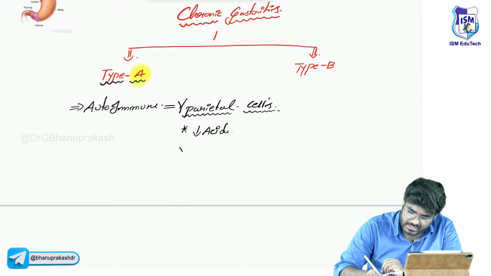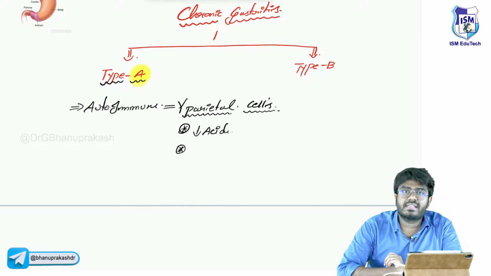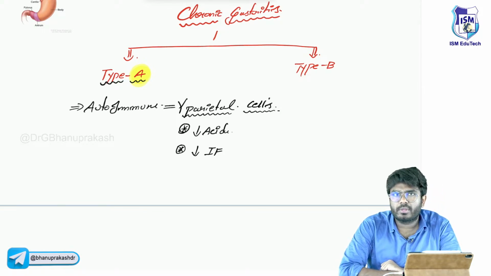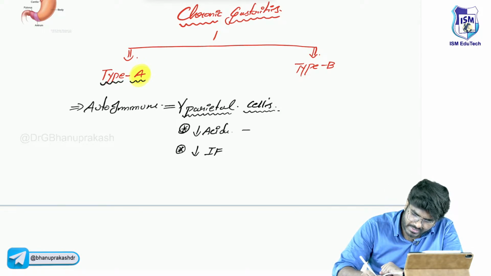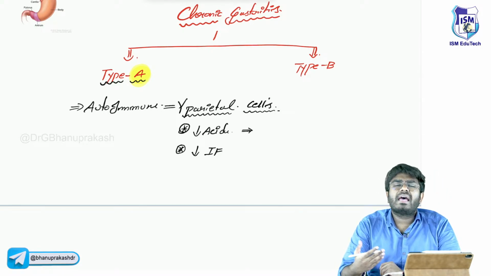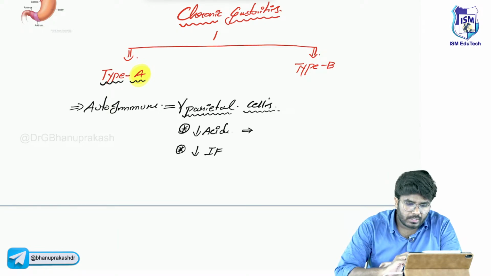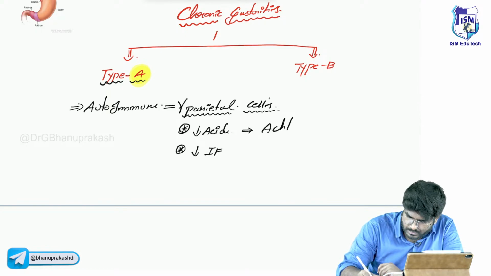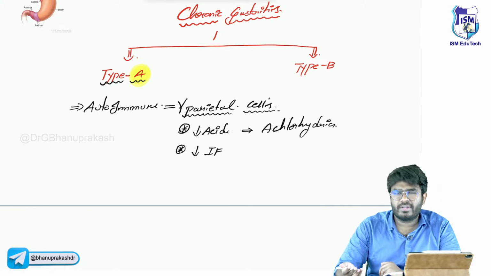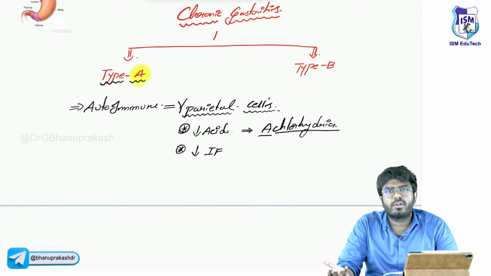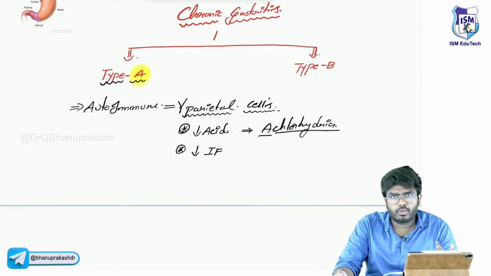And the intrinsic factor production. The parietal cells not only produce the acid, but they also produce something called the intrinsic factor, IF. The intrinsic factor is also going to come down. If more parietal cells are damaged, the acid production comes down more. Because of this decreased acid, there can be achlorhydria. Achlorhydria is the other term for decrease in the acid. A means no, chlorhydria means no HCl. The acid production is coming down because of the damage to the parietal cells due to autoimmune antibodies.